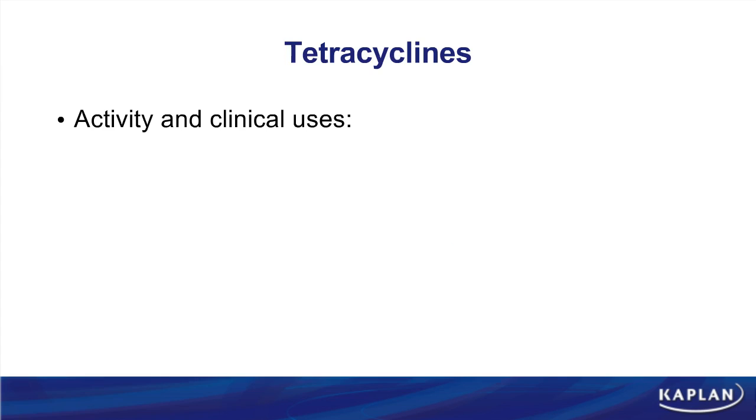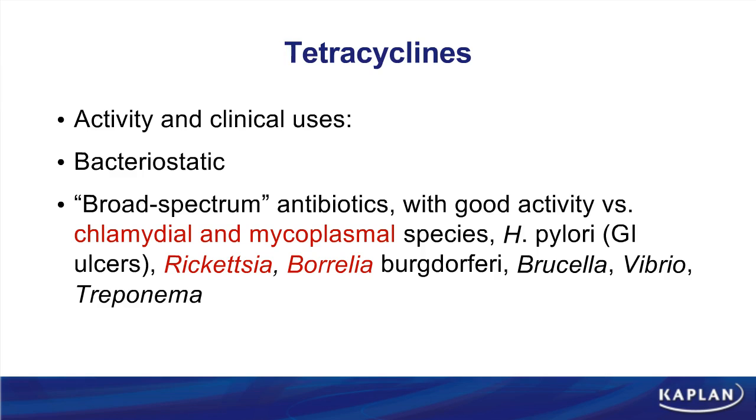Our next group of antibiotics are tetracyclines. Similar to aminoglycosides, these drugs work at the 30S ribosomal subunit. They are bacteriostatic, which is a property for most of our protein synthesis inhibitors. These drugs are broad spectrum. They kill some gram-positive organisms, and they definitely kill a number of what we call atypical bacteria.